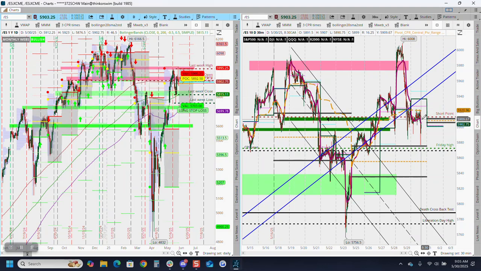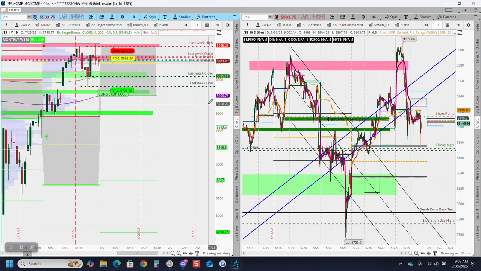So bottom line is basically between 59.12 and 59.20 is my potential short range on the ESs this morning. So that's what I'm looking at early on here, to be looking on the short side.